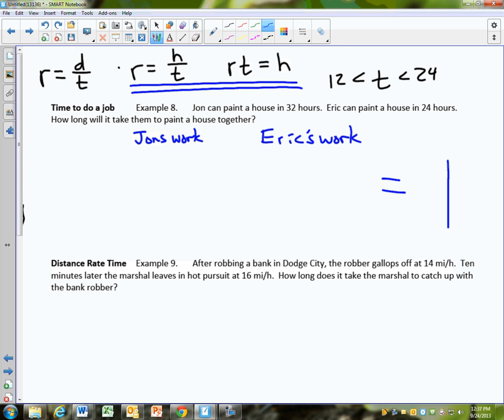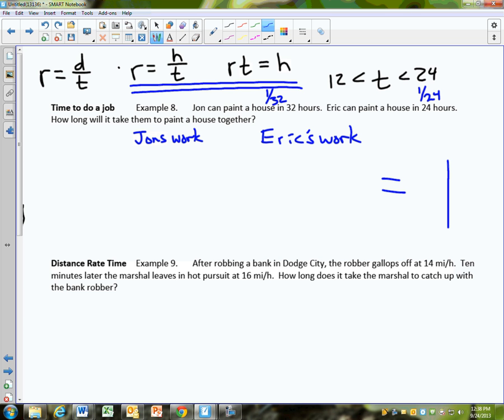So here's the formula that I'm going to use now. I need to write an expression for John's work. Okay? John's work, the amount of a house that he paints, is equal to his rate times his time. John paints how many houses? One house every how many hours? 32. That's John's rate. One house every 32 hours. Eric paints how many houses? One house every 24 hours.